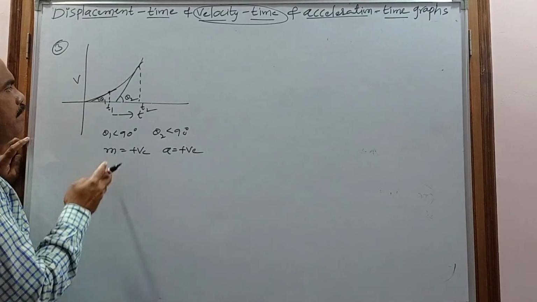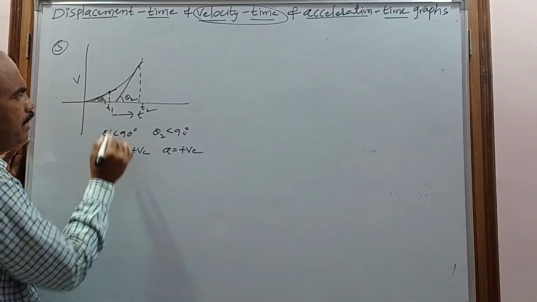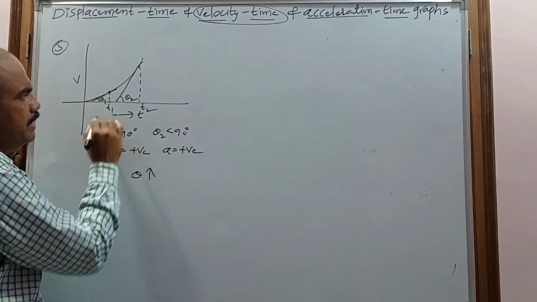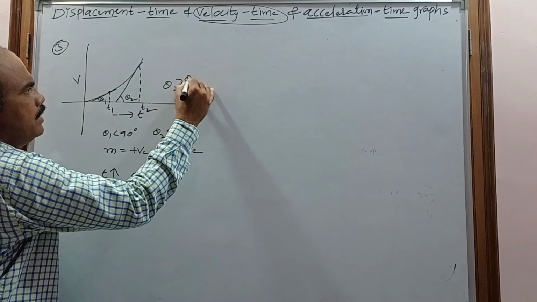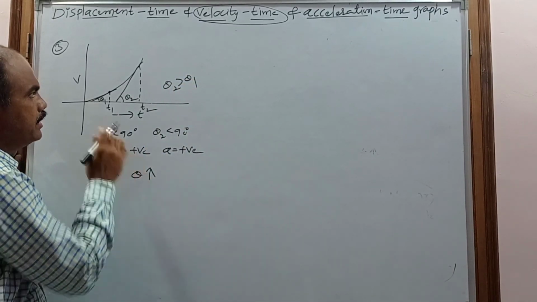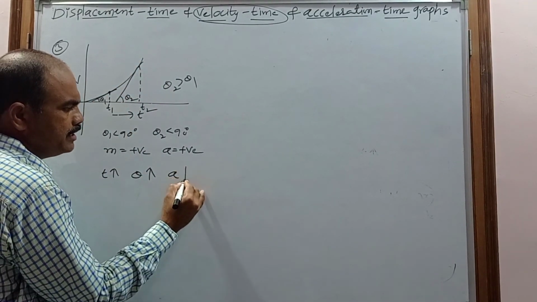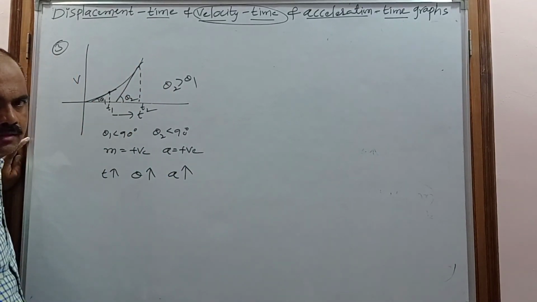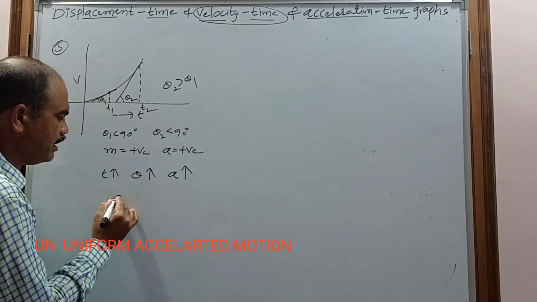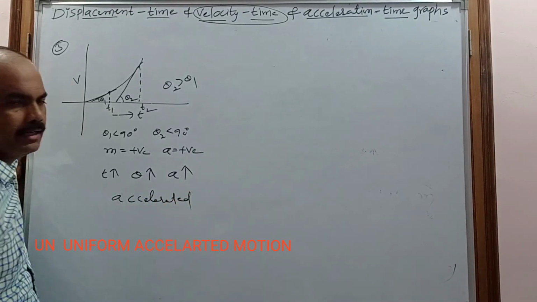But if you observe the angle made by the tangent, what is happening here? The time is increasing, and the angle made by the tangent is increasing, as theta 2 is greater than theta 1. Due to that, the slope of this graph also increases, so the acceleration also increases. The acceleration is positive and it is increasing with respect to time. That's why it is called what? Accelerated motion.